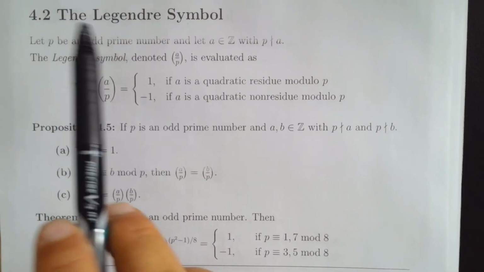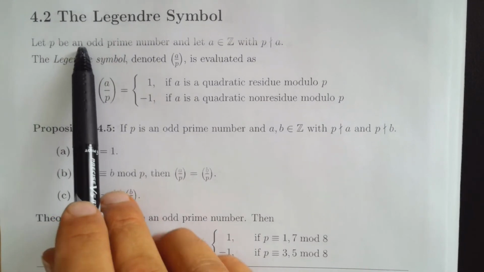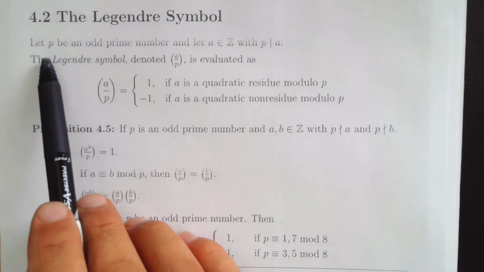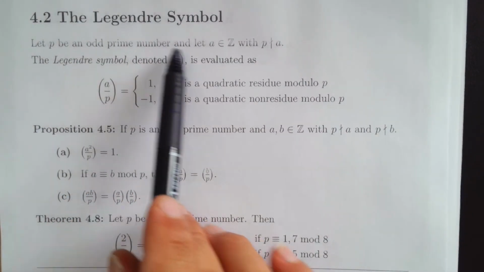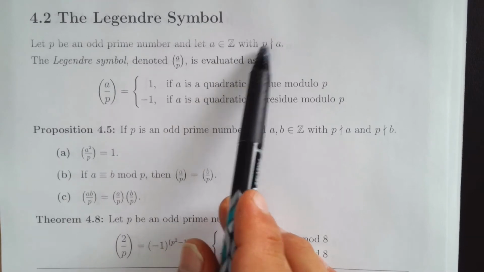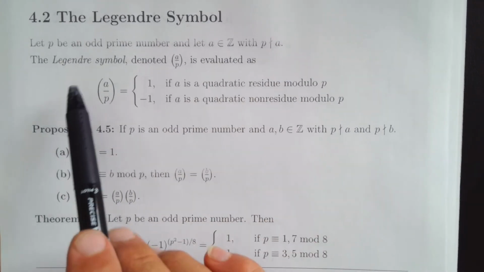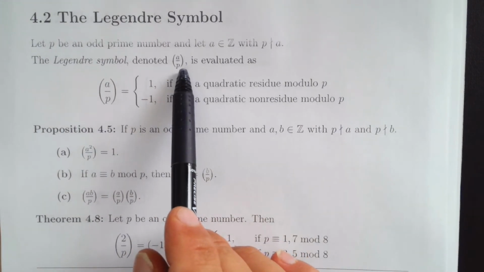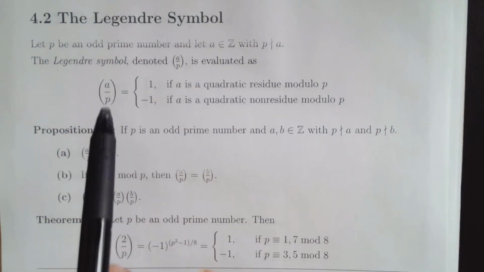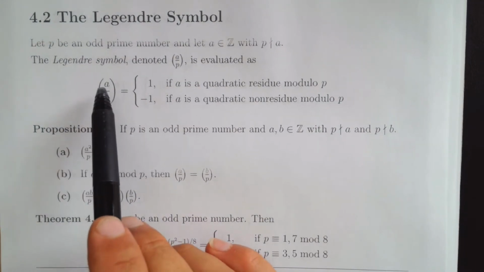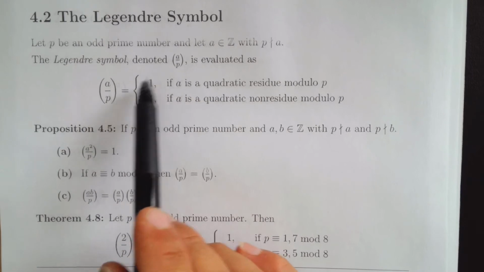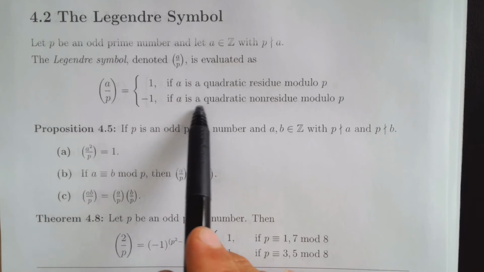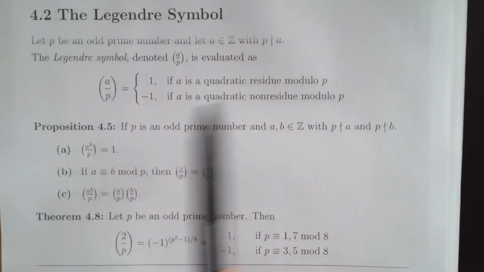In this video we'll be doing some work in elementary number theory, in particular working with the Legendre symbol, right? And remember that if we have p as an odd prime number and a is an integer where p does not divide a, then the Legendre symbol, denoted with a vinculum and a p inside of parentheses, is evaluated as 1 if a is a quadratic residue modulo p, and equals -1 if a is a quadratic non-residue modulo p.